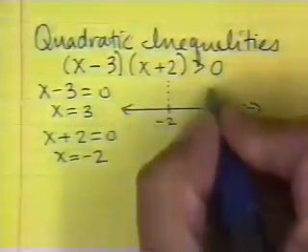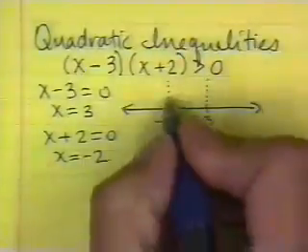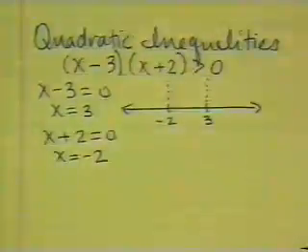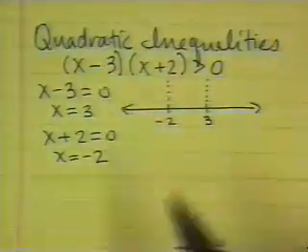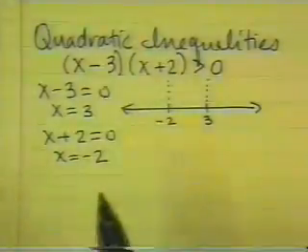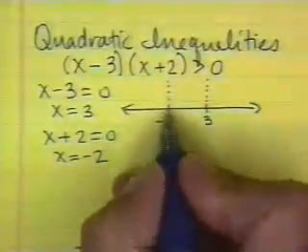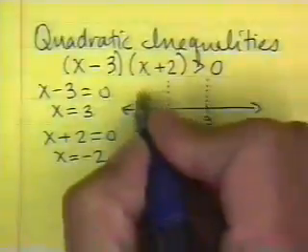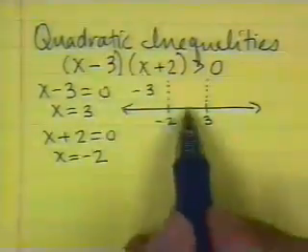I like to put little dotted lines, making it more visual as far as how it separates up the sections. Now we're going to pick region points to test our inequality with to determine where the solutions are. And these are called region points. We're going to pick one point in each region. So I'll pick a -3. And remember, this is the number line, so there is a 0 here.